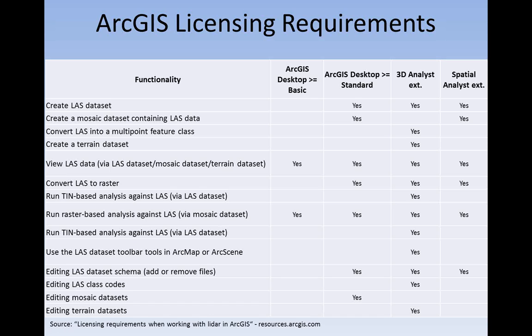And I'll say that since we're already taking these LAS files and processing them for you, most of this is going to be a moot point unless you want to do some stuff with terrain data sets or some more advanced processing. Then you might need either 3D Analyst or the Spatial Analyst to do that. But with standard desktop GIS, you can view everything. You can convert the LAS to a raster. You can run different raster-based analysis against the LAS and mosaic data sets, and you can even edit the data schema. So I think for the most part, if you only have the ArcGIS standard desktop license, you're going to feel like you're in pretty good shape unless you really start getting into some custom stuff.